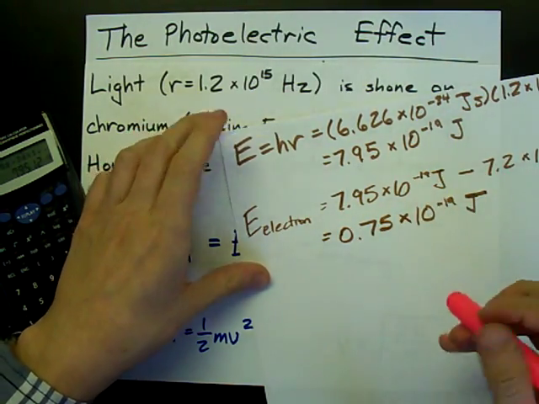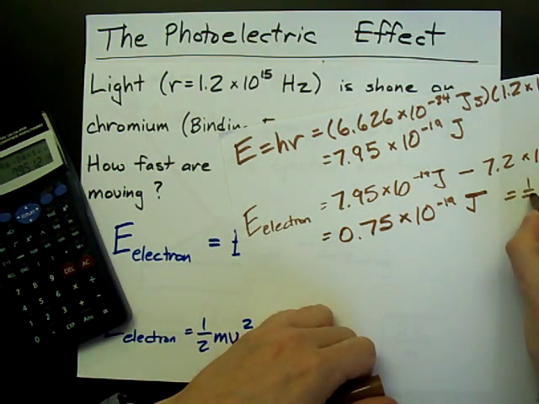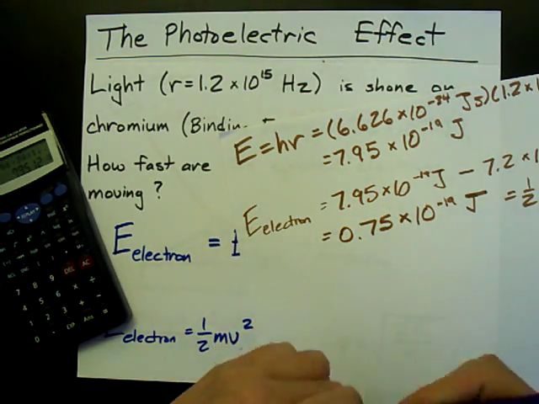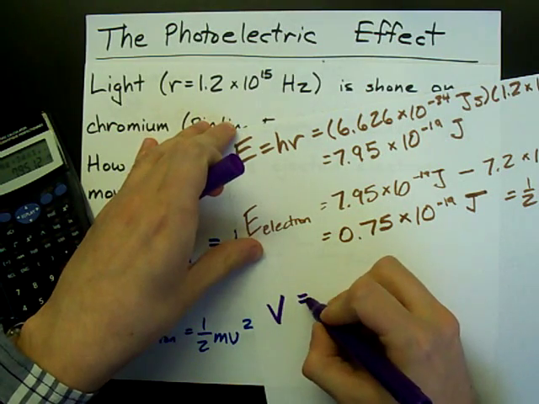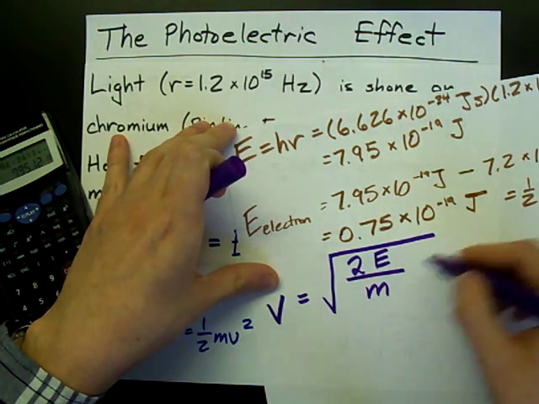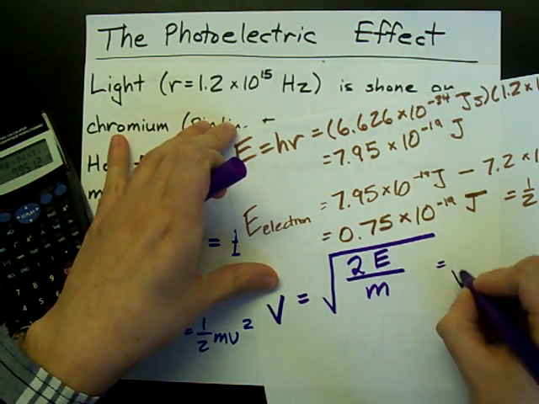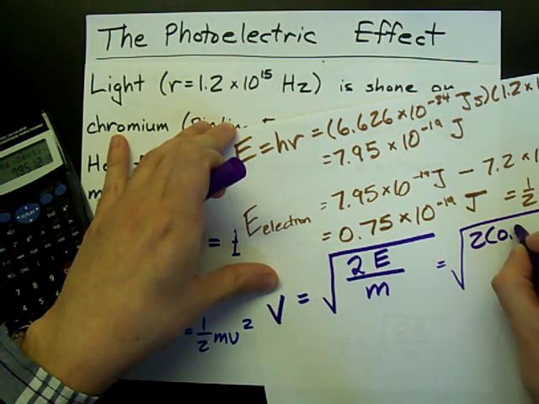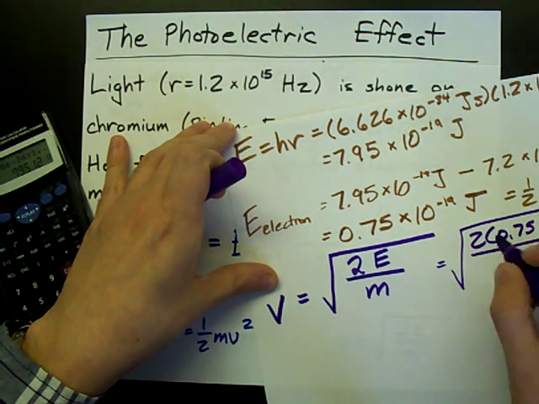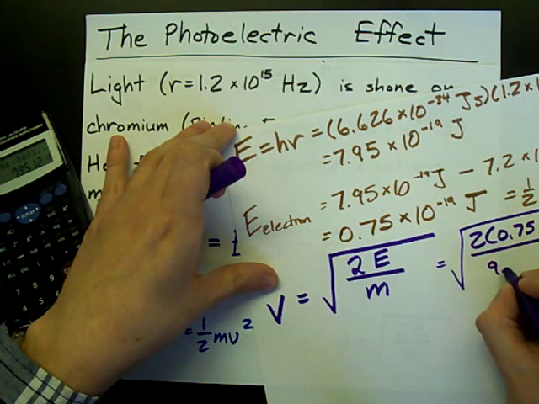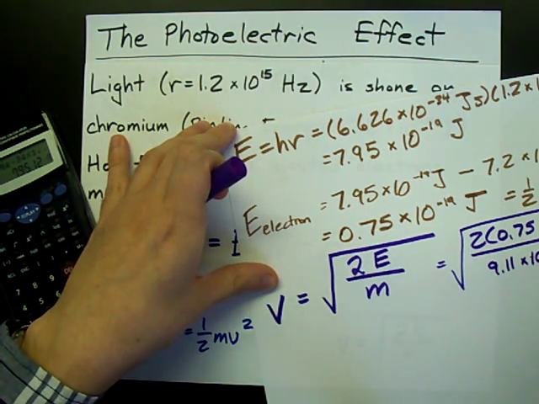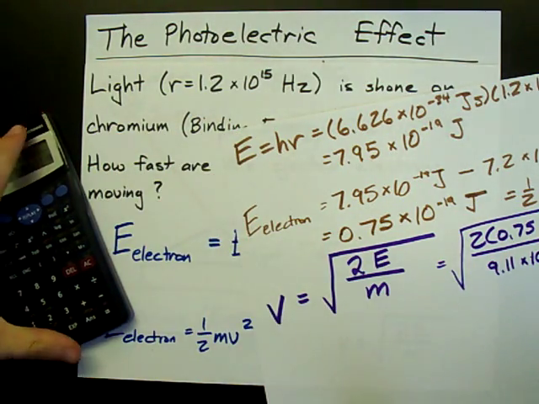It becomes kinetic energy, which is 1/2 the mass of the electron times the speed of the electron squared. Put another way, the speed of the electron is the square root of 2 times the energy over the mass. I just rearranged the formula for you, which gives the square root of 2 times 0.75 times 10 to the negative 19 joules divided by the mass of an electron, 9.11 times 10 to the negative 31 kilograms. It needs to be in kilograms so that the units cancel out with joules.